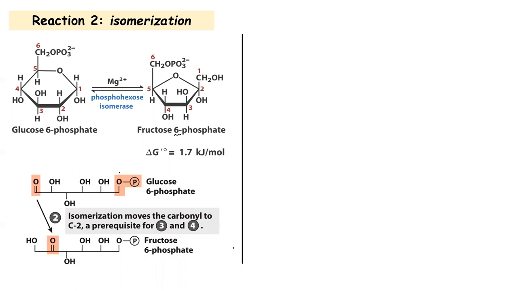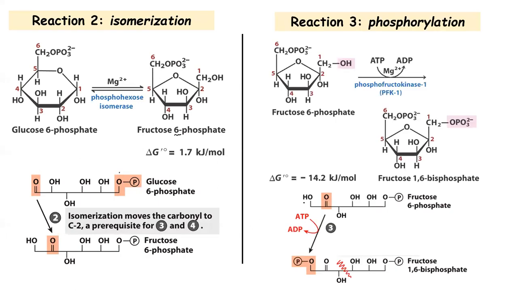So we form isomers. If we look at reaction number 3, this is a phosphorylation reaction. Phosphorylation of the fructose 6-phosphate substrate. We're going to use one ATP molecule here, and we're going to transfer our phosphate from the ATP to the substrate. And we have ADP as a result as well.